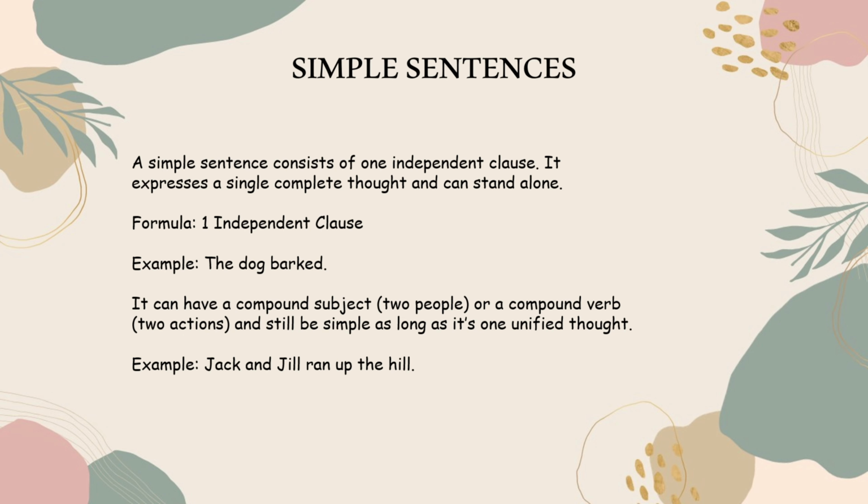There's another thing about simple sentences, that a simple sentence can also have a compound subject, which means it can have two subjects in one sentence, or a compound verb, which can be two actions in one sentence. But it can still be a simple sentence as long as it is one unified thought or one complete thought that can stand alone. The example of this can be "Jack and Jill ran up the hill." Jack and Jill are the compound subject.